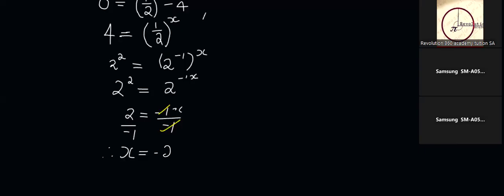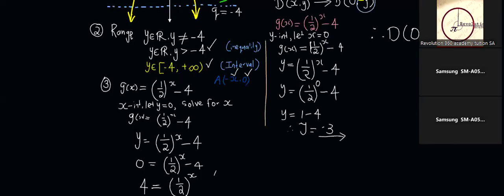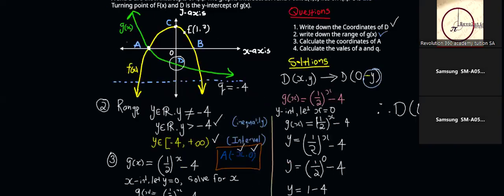So with regards to the coordinates of A, you know that a coordinate is formed by an x value as well as a y value. Because of our x-intercept, we got negative 2. Therefore, the coordinate of A is negative 2 and 0. After getting your answers, you must write them on the diagram. So we are done calculating the coordinate of A.